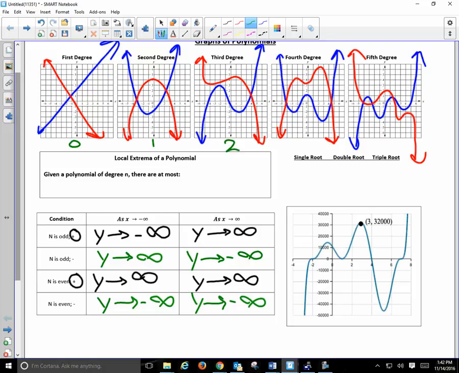How about the fourth degree? We'd have 3. How about the fifth degree? That's 4. So you can see there that little pattern developing. So somebody make the conjecture. Local extrema for a polynomial. Given a polynomial of degree n, there are at most n minus 1 local extrema.